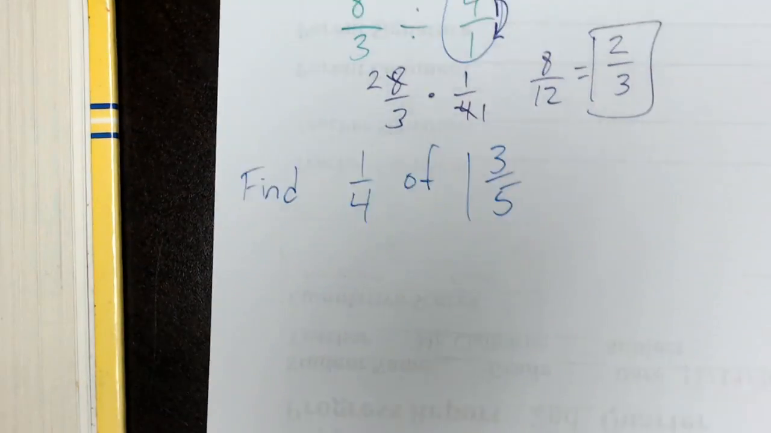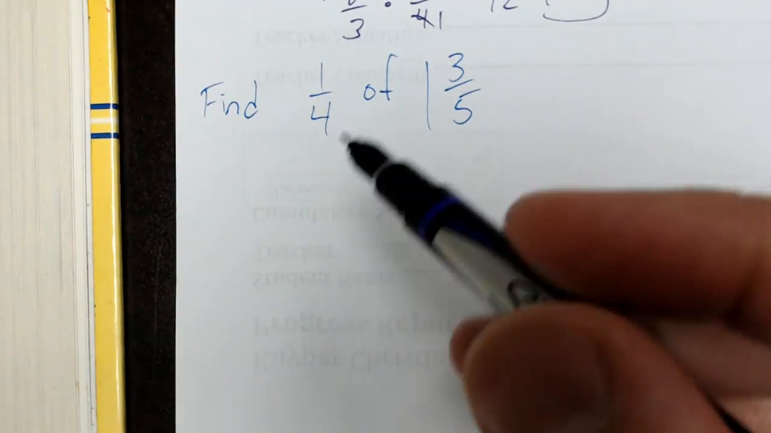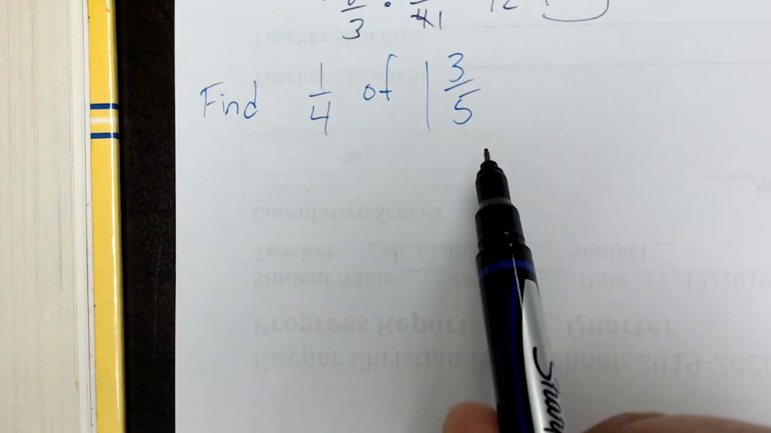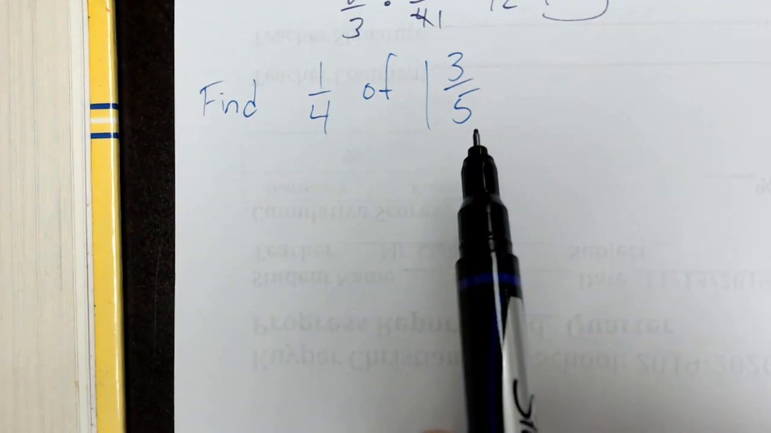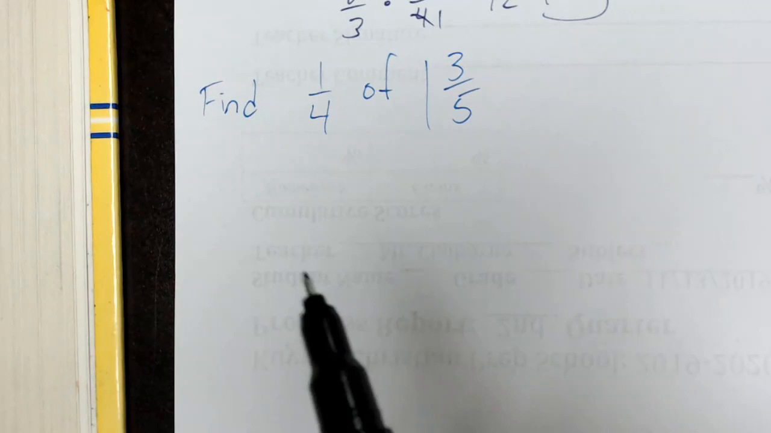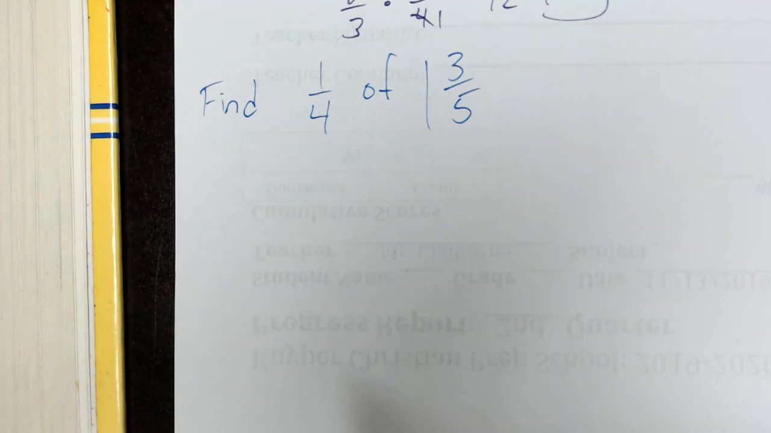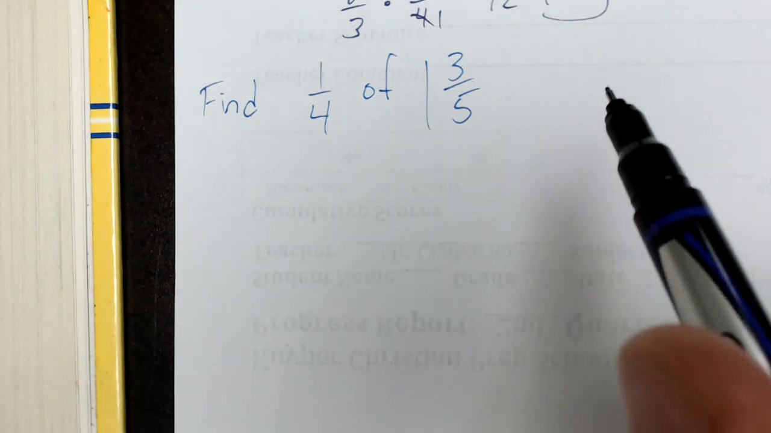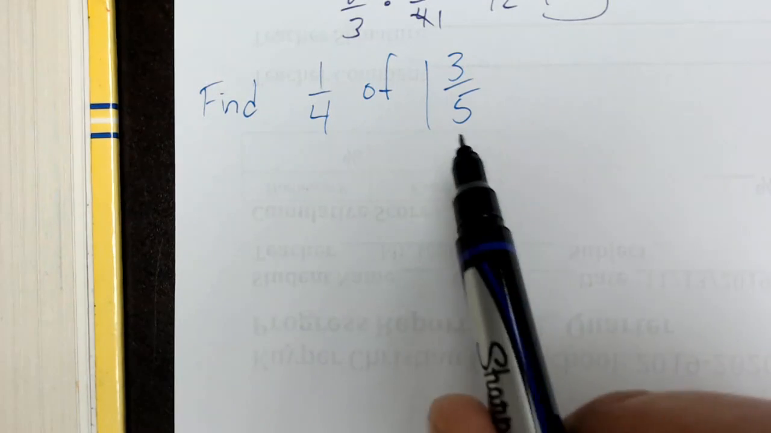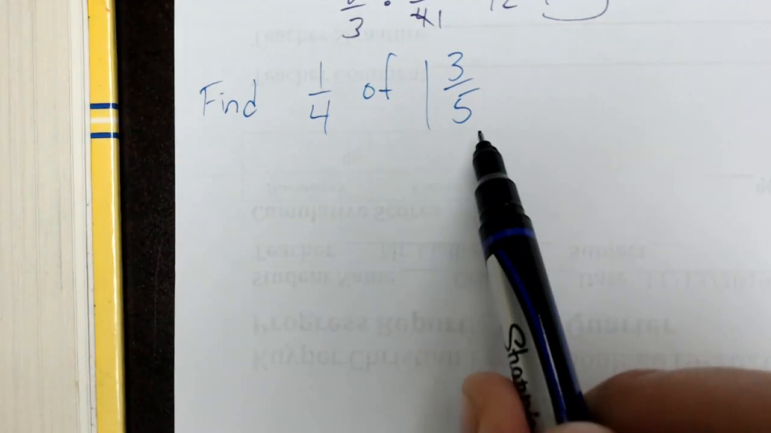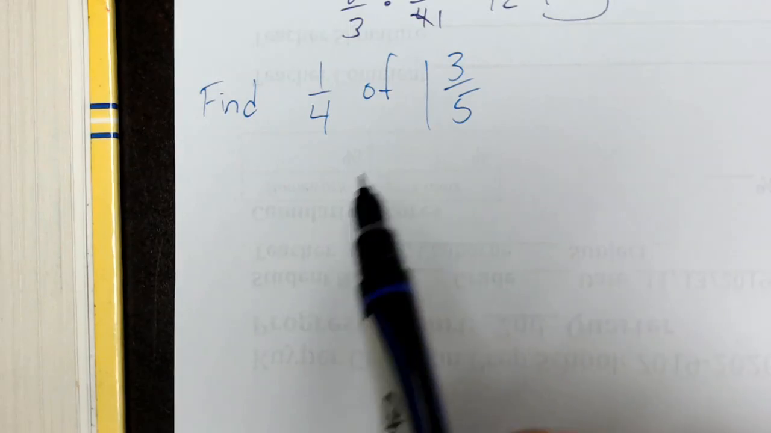Now, the funny way that they're going to word these problems, they'll tell you to find 1/4 of 1 3/5. Well, if we have to find the fraction of a number, we know that's like the same as dividing or multiplying by the fraction. So if I was to find 1/4 of 1 3/5, I would just have to divide 1 3/5 by 4 or multiply it by 1/4.